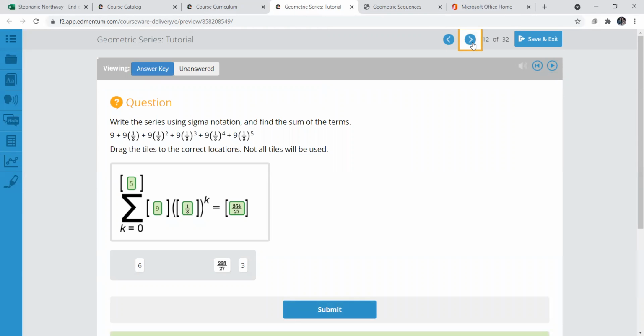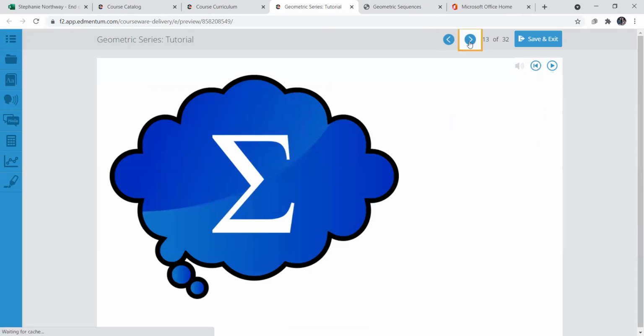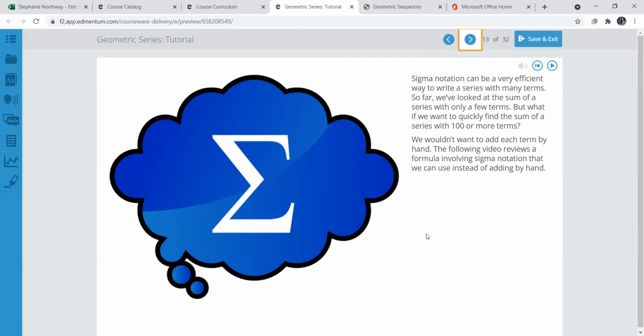Again, here's an example of a sequence. Here's how you would place the numbers in the equation. Here are the number of terms and how it goes up, as you can see, with the second, third, fourth, fifth power. Sigma notation. All right, here we go with this lovely looking symbol again. Sigma notation can be a very efficient way to write a series with many terms, meaning it's a good way to condense it down and shorten it, so you're not writing everything out and wasting a ton of paper or space.